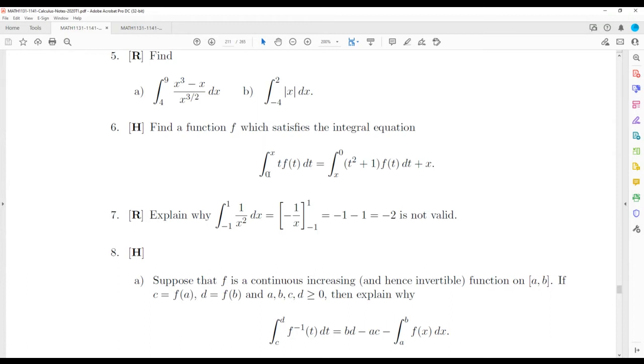Can anyone suggest how we might start the solution to this problem? Any ideas? Let me know on the chat, or let me know on the microphone. What do you think? If you were given this problem, how might you do it? Or have you already completed it? And what did you do? Let me know. Any ideas? Any suggestions? Come on, don't be shy.